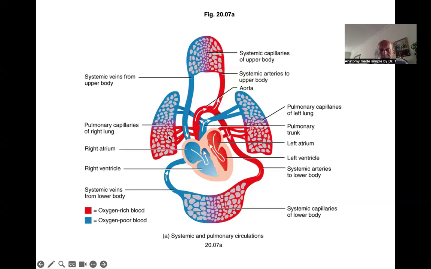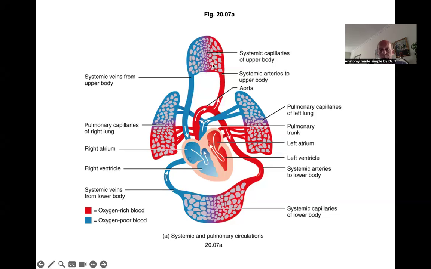And as you can see, in between the different arteries and veins, regardless of their colors, we have an interesting and very important network of pulmonary capillaries in both the left and right lung.